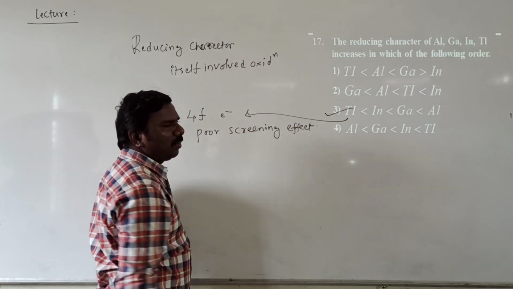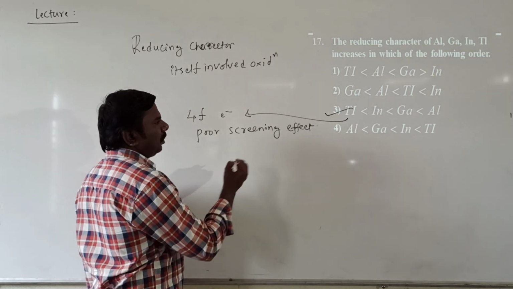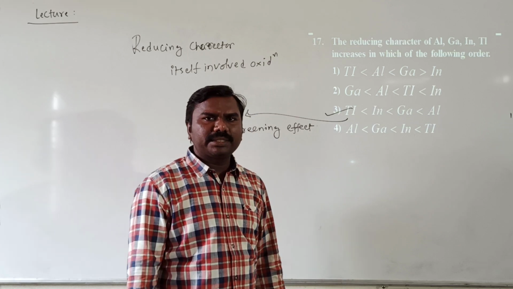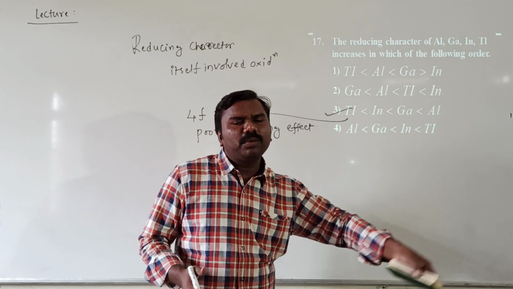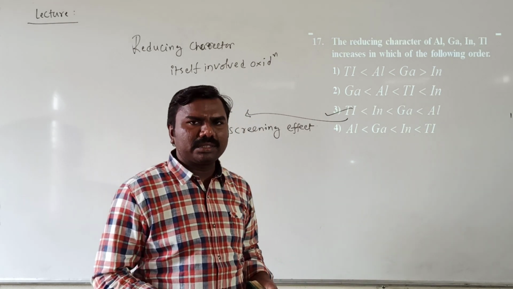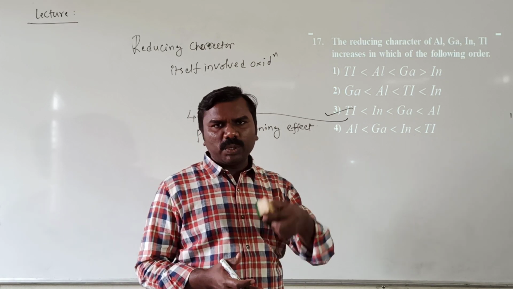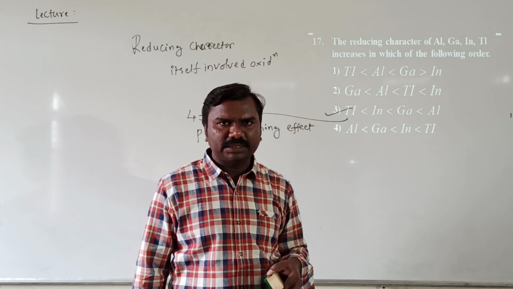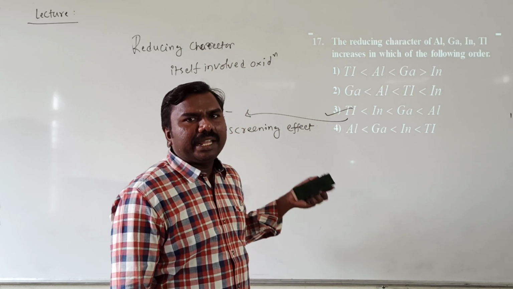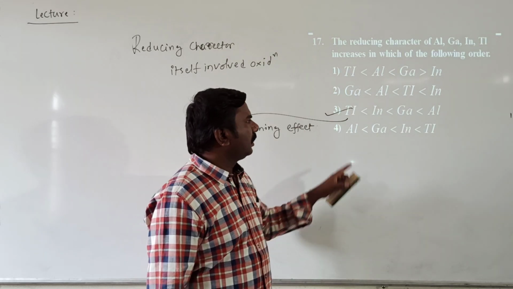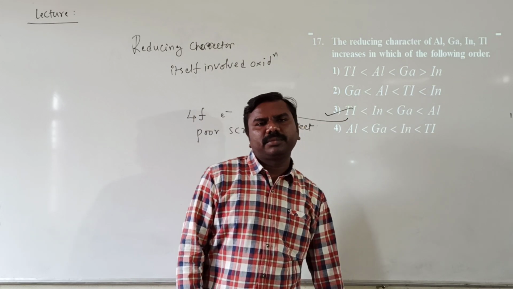Obviously, due to the poor screening effect, electrons are tightly held by the nucleus. That's why they will not be removed. Removal of an electron is called oxidation. In thallium, due to the poor screening effect, it is difficult to remove an electron, difficult to oxidize, so it acts as a weak reducing agent. Thallium, indium, gallium. Right answer.